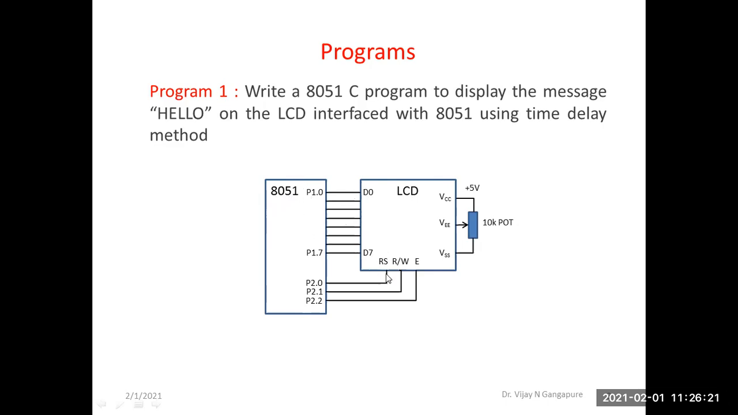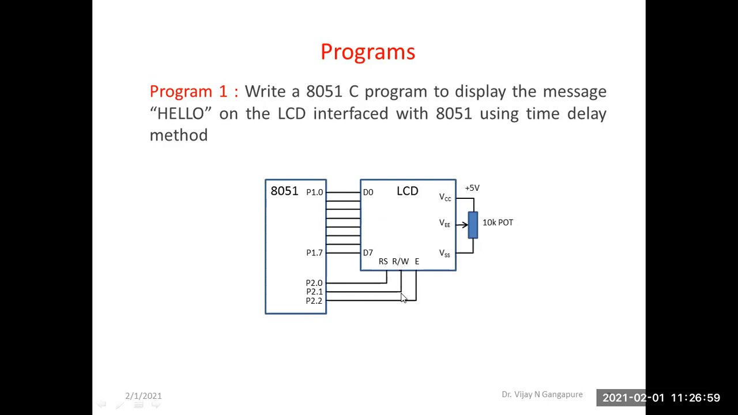Then RS means register select. So either we can issue command or data. If it is command, it should be written in command register, and if it is data, then we should write that into data register. So by using this RS pin of LCD, we can select that command register or data register in which whatever data we output on port 1 will get written. This RS pin is connected to pin number 0 of port 2.